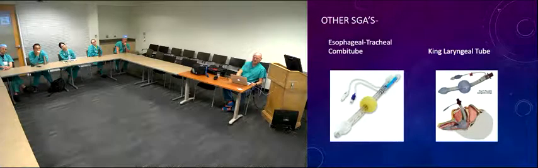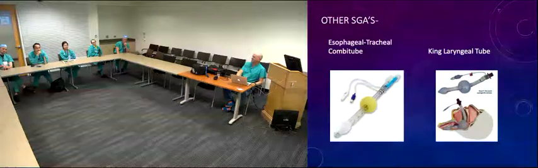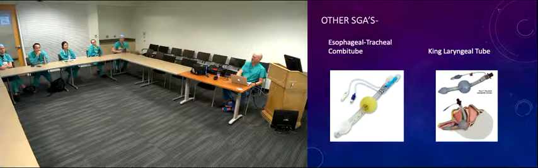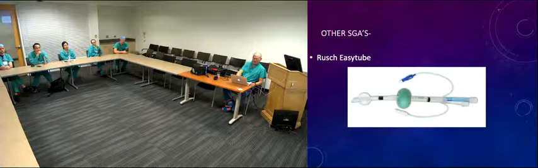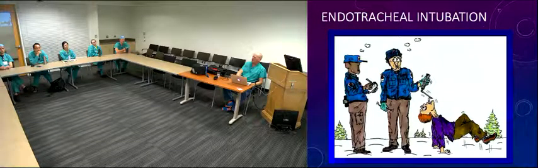Now, some of these, like the Rush and the King, do provide some degree of tracheal isolation, but they're really imperfect. You cannot completely blow up a balloon and prevent aspiration. In fact, even an endotracheal tube is not 100%. People can aspirate around an endotracheal tube.